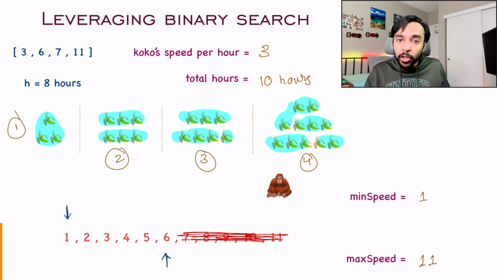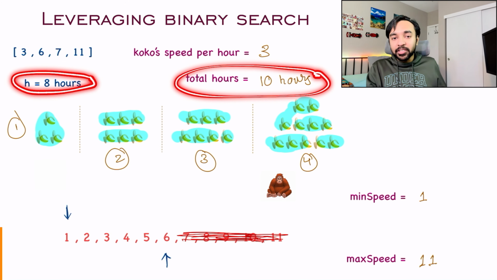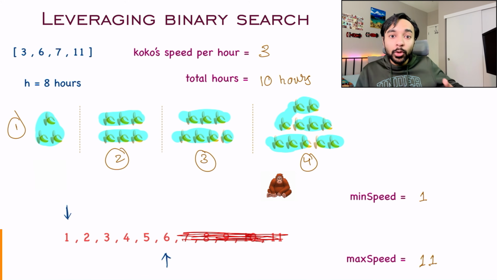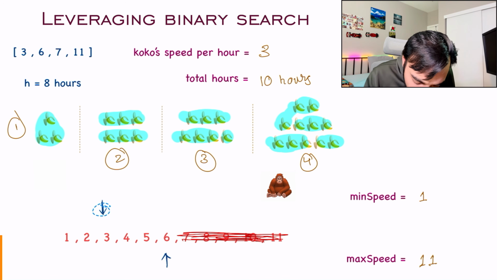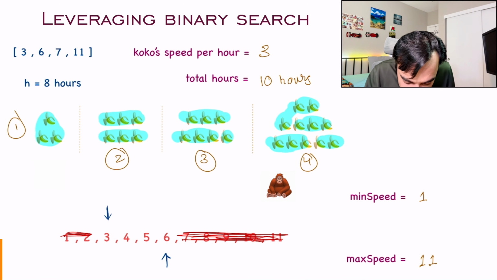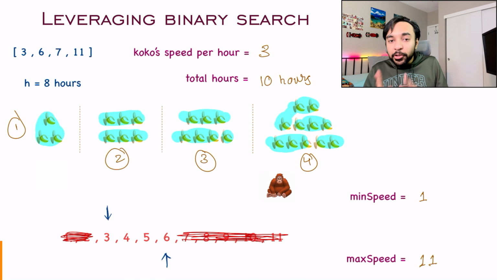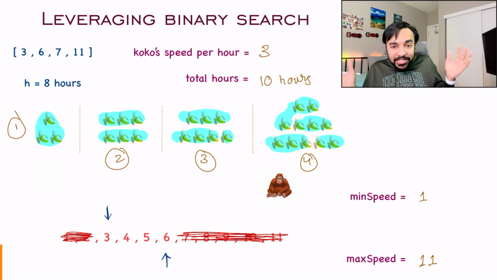And once again, what do you notice? You took 10 hours, whereas you only had 8 hours available. That means you need to increase your speed, correct? So, as per the binary search approach, what will I do? I will move my low pointer to 3 now. And with this, I will eliminate the left side of the array. You see that I have totally eliminated these options and these options. My sample size has reduced so much, correct?